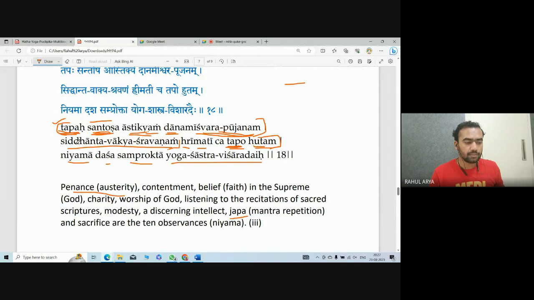Siddhant Vakya Shravanam. Siddhant Vakya means those instructions which are given by a great guru or a teacher, and he is listening and following them. Those scriptures, the holy scriptures like Bhagavad Gita, Veda, Quran, Bible. They are holy scriptures. To listen to them is Niyama.